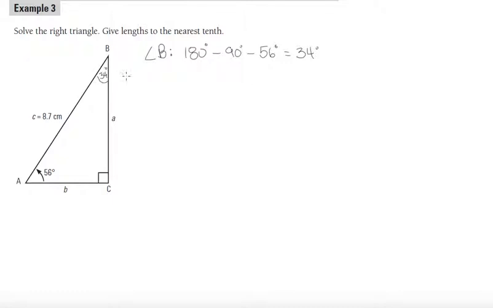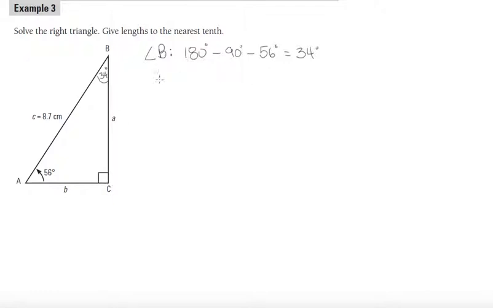When you're dealing with right triangles, you could actually just say 90 minus 56 is 34 because there's always going to be 90 degrees left over to split between these two angles. But let's get used to subtracting from 180 because as you go on in trig or even solve other triangles, you won't necessarily have a 90-degree angle.